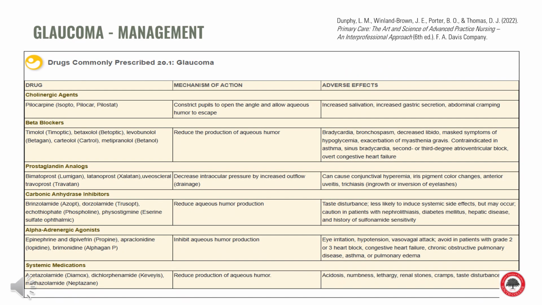For glaucoma management, these medications are prescribed by specialty care, either optometry or ophthalmology. Know the classes of medications that treat glaucoma. Understand that these medications can interact with other medications that you prescribe, such as beta blockers.